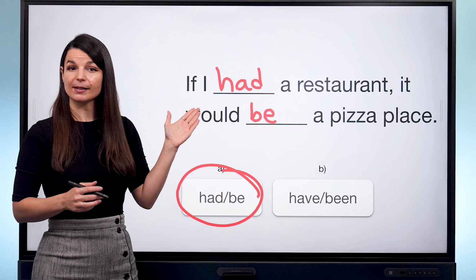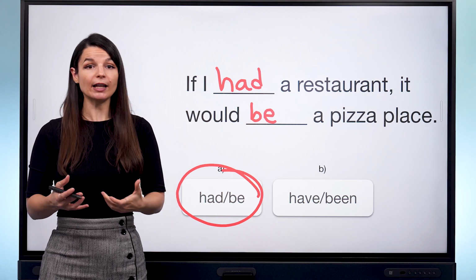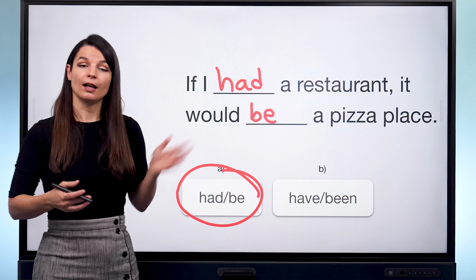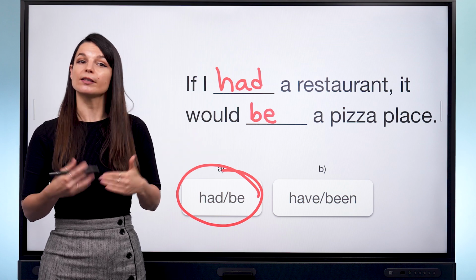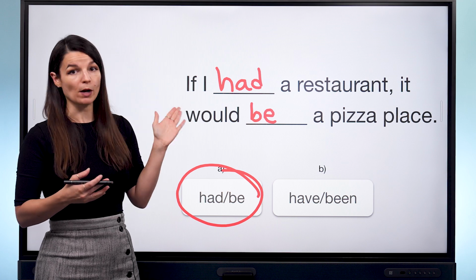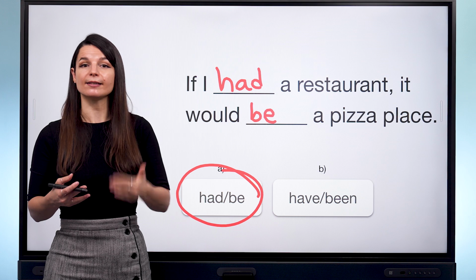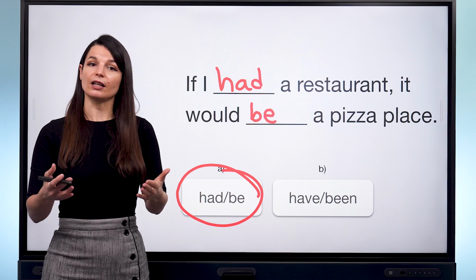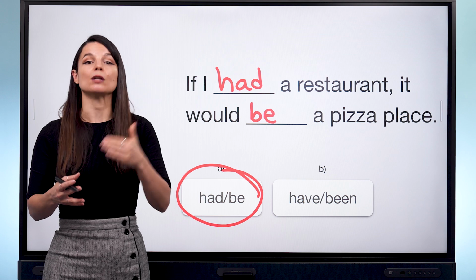Had is the past simple tense of to have, and be is the bare infinitive form of to be. Also, this sentence shows that just because one person uses the past simple verb in the what if, it doesn't mean they also have to do the conditional action in the second part of the sentence. Here, it's the restaurant from the situation that does something with it would be.